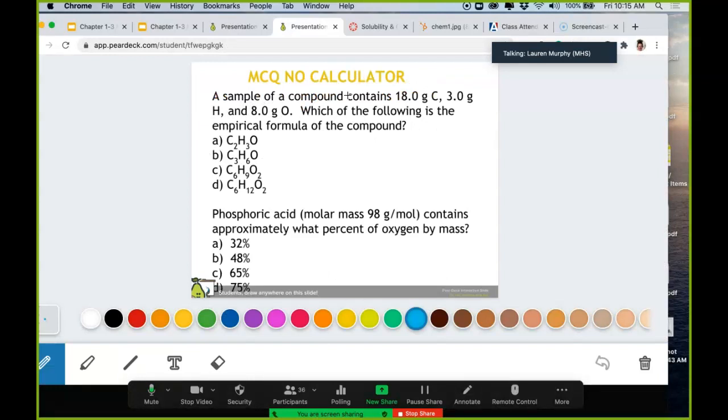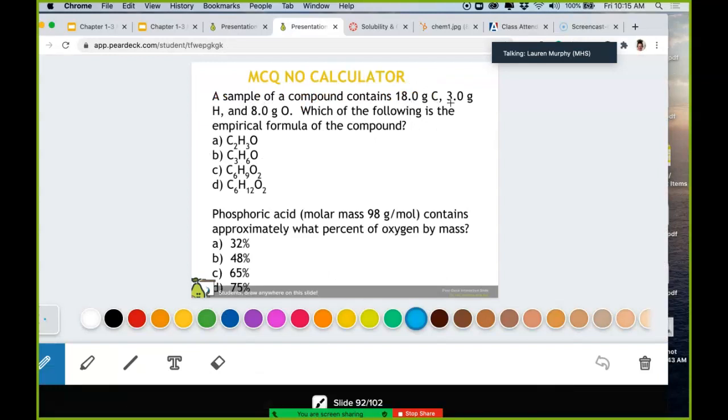It's a sample of a compound, and I give you 18 grams of carbon, 3 grams of hydrogen, and 8 grams of oxygen. And they want the empirical formula. And you go, oh my gosh, how in the world am I going to do this? Well, I don't know. Let's practice. 18 grams of carbon. Now, if you don't get a calculator, I would not call carbon 12.01. Why would you do that to yourself? You don't get a calculator. Just call it 12. We're trying to do the best we can without a calculator.